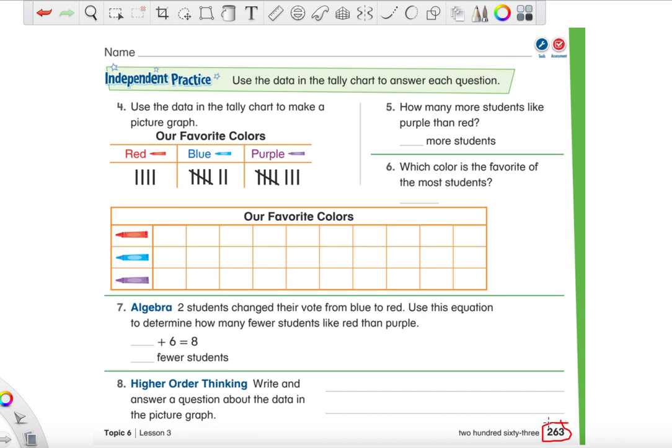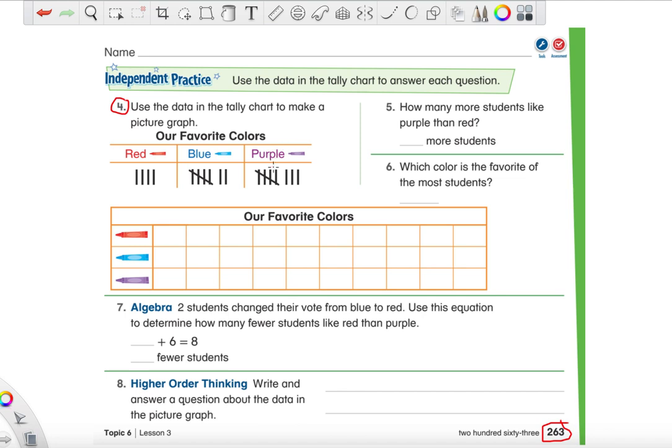Okay? And this is all stuff that we now know how to do, especially this picture graph down here. Don't let this scare you, okay? We've done picture graphs, this is our second day, so it's not a big deal. So first thing you're going to do for number 4 is take the data in this tally chart and create a picture graph for the colors red, blue, and purple. This is a picture graph showing people's favorite colors. So some friends liked red, some friends liked blue, and some friends liked purple.